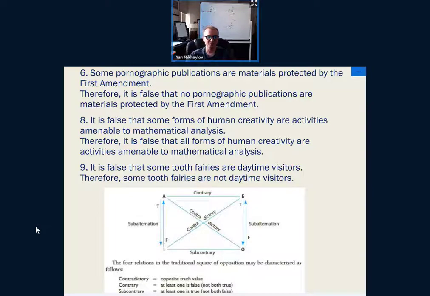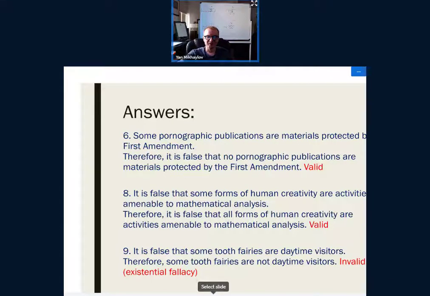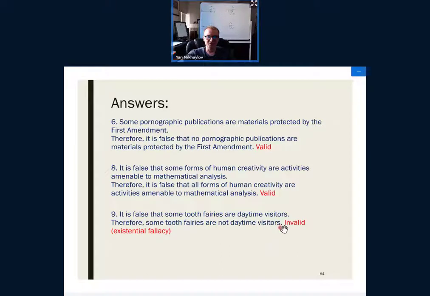Okay, we can't spend any more time. Number 6 is wrong. Number 6 is valid. Look, some pornographic publications are materials, so you are going to no pornographic, which of course would make it false. So that's just a valid relation. Sorry guys, that's the only problem there. Otherwise it is correct that this is an existential fallacy. It would be valid, but two fairies do not exist. And this is valid, but number 6 you got wrong.